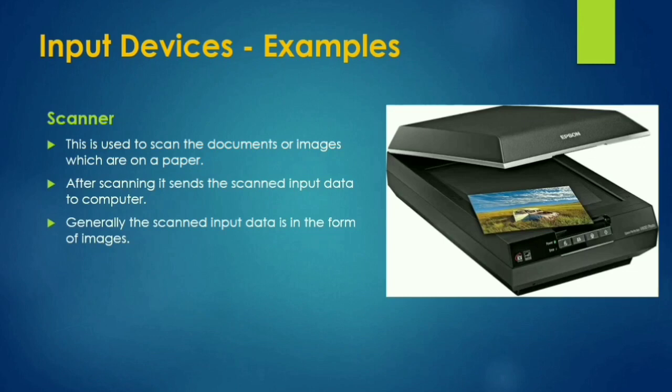And one more example for input devices is scanner. This is used to scan the documents or images which are on a paper. For example, we have something on a paper. For example, it's a text. Now we need to enter that text which is on a paper into our computer. How can we do that? Yes, by using a scanner. We need to scan it first. After scanning, the scanner sends the scanned input data into the computer. Generally, the scanned input data is in the form of images.